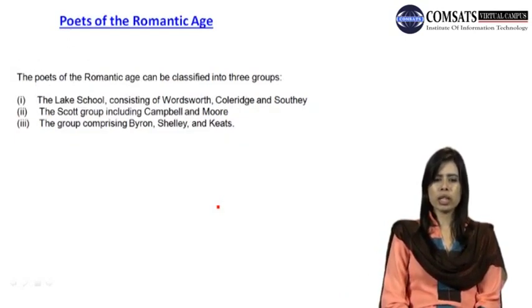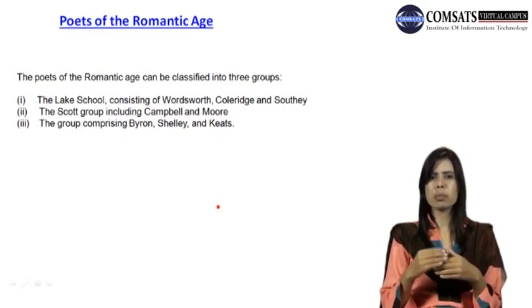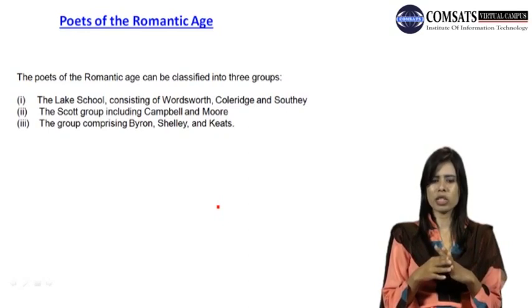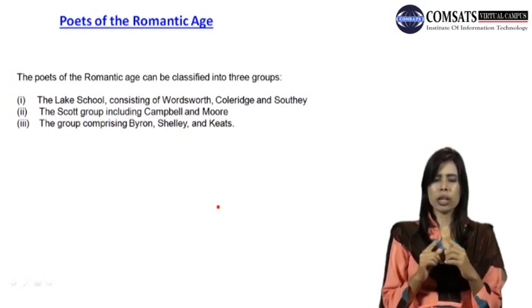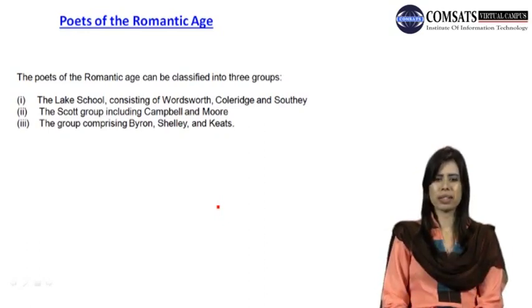Poets of the Romantic Age can be classified into three groups. So basically there are three groups of poets in the Romantic Age. The Lake School, consisting of Wordsworth, Coleridge and Southey. My dear students, here you can see how we have divided the poets of the Romantic Age into three groups. One group is that of the Lake School, consisting of William Wordsworth, Coleridge and Southey. The other group is the Scott group, including Campbell and Moore. And the third group comprises Byron, Shelley and Keats.